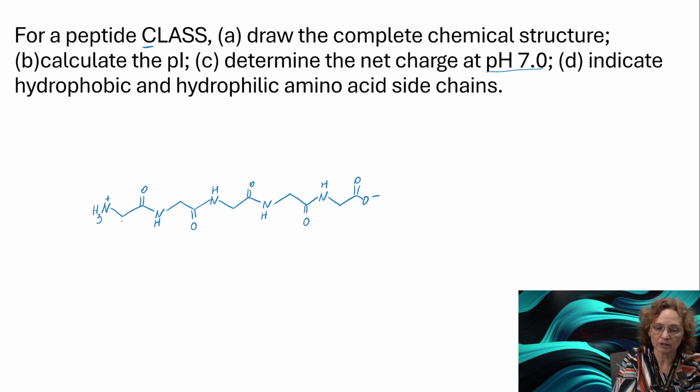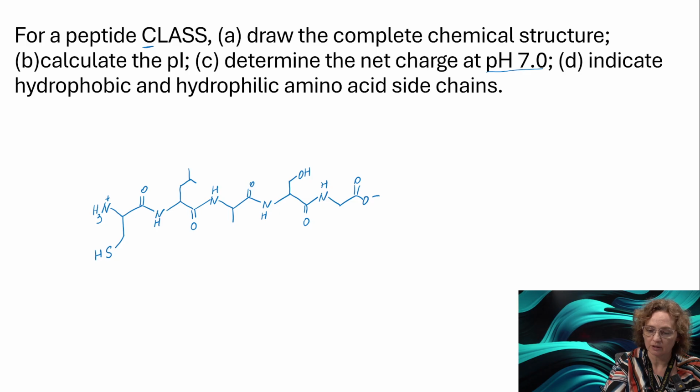So the first amino acid is cysteine. Then I have L, which stands for leucine. It doesn't have an ionizable side chain. Then I have alanine, and then I have two serine amino acid residues.